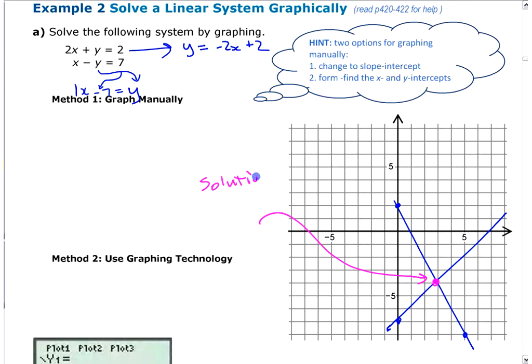The solution to this system is, what are the coordinates of that point? 3, negative 4, right? The solution is 3, negative 4. That's what you're looking for here. That's the pair of numbers that works in both equations.